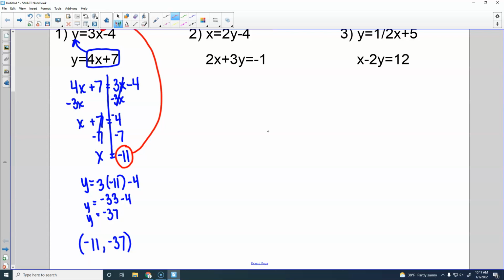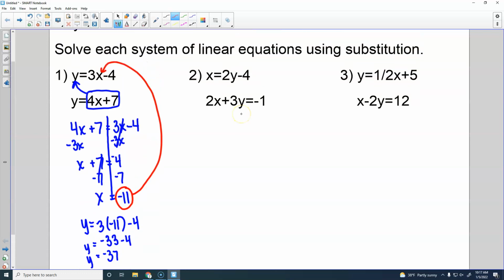Okay, so 2 and 3 are a little bit different. For 2, I've got x equals 2y minus 4, and I've got 2x plus 3y equals -1. Neither one of these are solved for y. So if I wanted, I could solve both of these for y and set them equal to each other. But that takes a lot of work just solving each one for y. Then you have to set them equal to each other and solve that. So here's what I suggest.